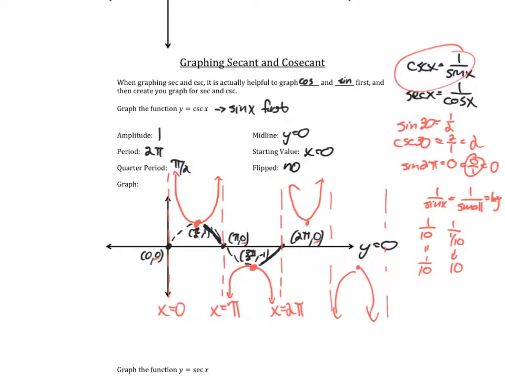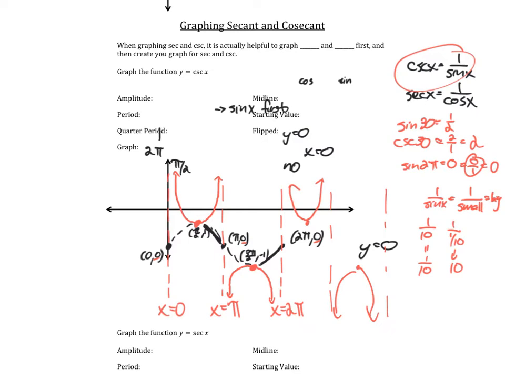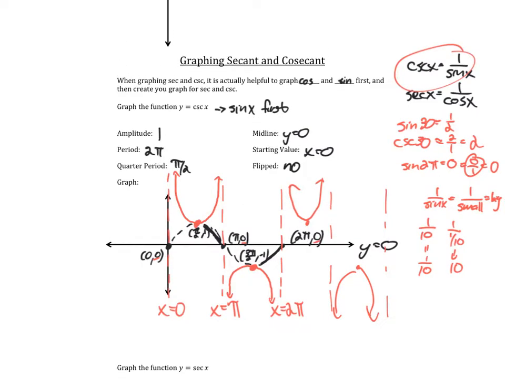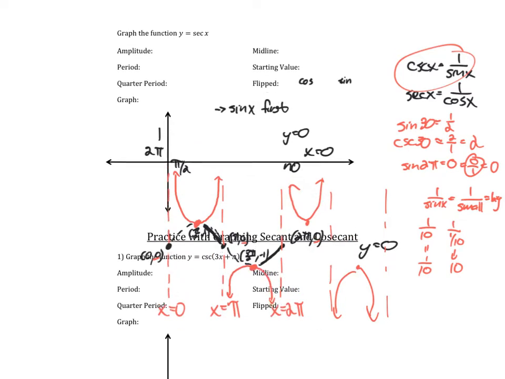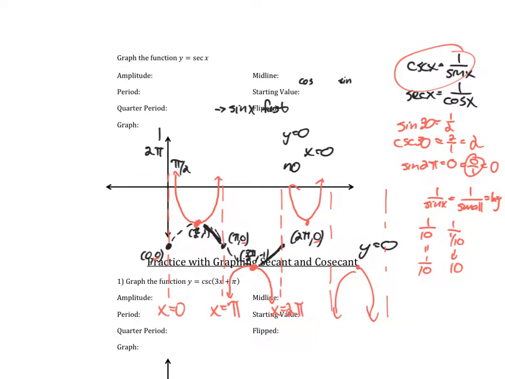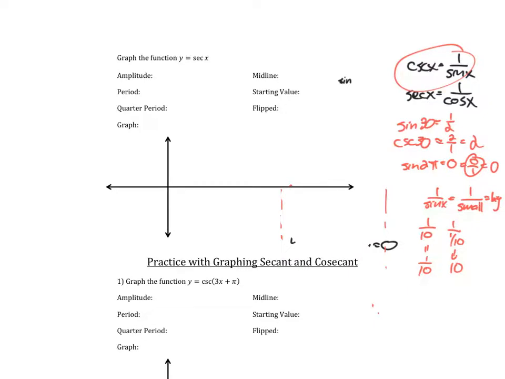I want to go to my secant graph now, and then that should be more or less it. So now I need to erase all this. Okay, this should be a little bit quicker to graph now that we know the cosecant graph.